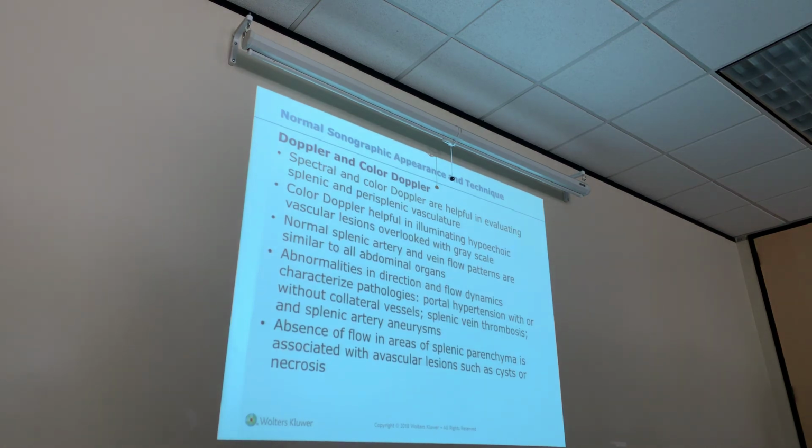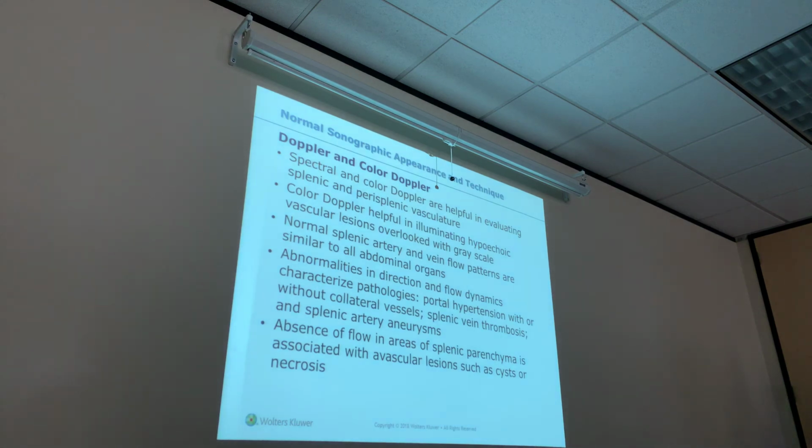Normal splenic artery and vein are similar to other abdominal organs. We'll get more into this, but whenever we do the Doppler, it's to show portal hypertension, collaterals, thrombosis, and aneurysm. If there's absence of flow in areas, it's usually because it's an avascular lesion such as a cyst or necrosis. It's not a vessel.